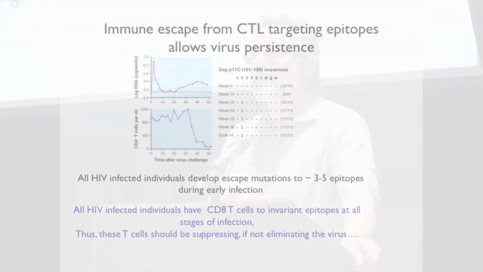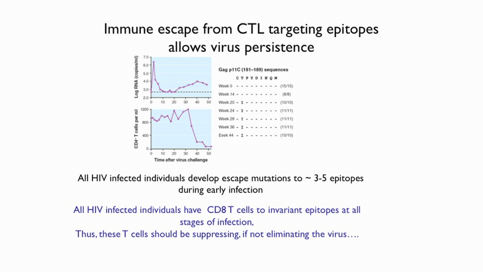So if you look at every patient during the early stage of HIV infection, you will probably find about 3 to 5 T cell CD8 epitopes in which the virus has escaped by mutating from that epitope. But the curious thing is that if you look at every patient with HIV infection, you will find CD8 T cells that respond to HIV epitopes that haven't mutated, that are actually invariant. And if that's the case, why is the virus not controlled? So there's something happening with these CD8 T cells that I'm interested in discussing, because these cells should be controlling the virus.